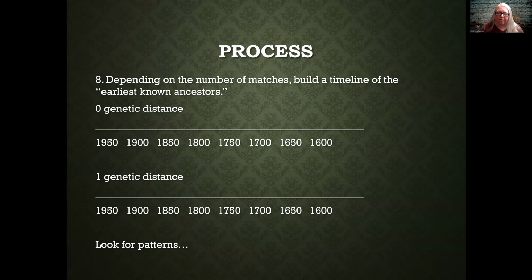And how many people have earliest known ancestors in that range? And just kind of map them. And maybe you can start to see a pattern where surnames are changing. And maybe you can trace that, or you can find descendants today who link back to someone further back. And then do that again for those who have a genetic distance of 1. And look for patterns to see if you can figure out maybe a pattern in surnames.